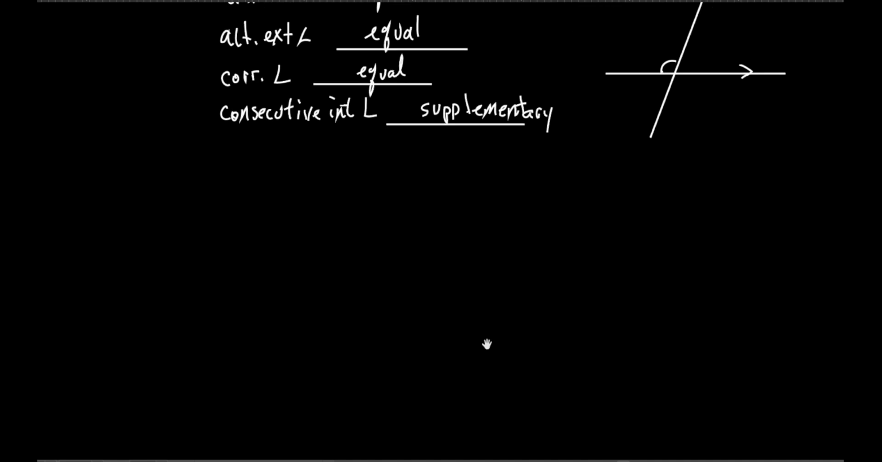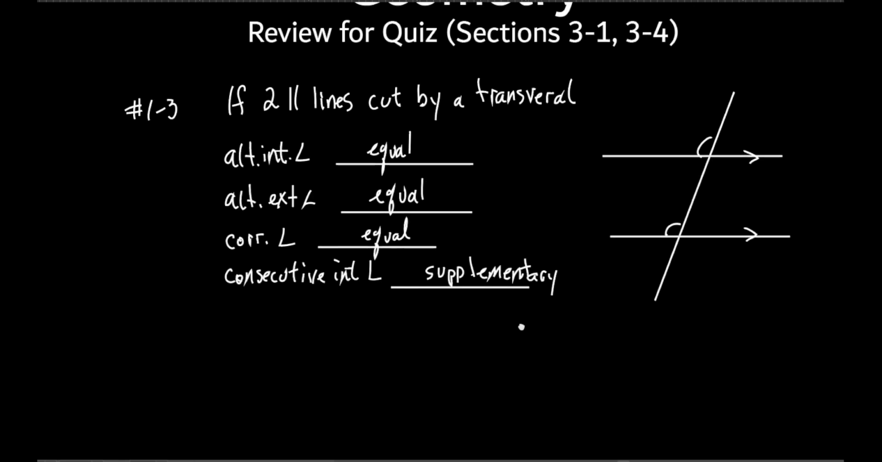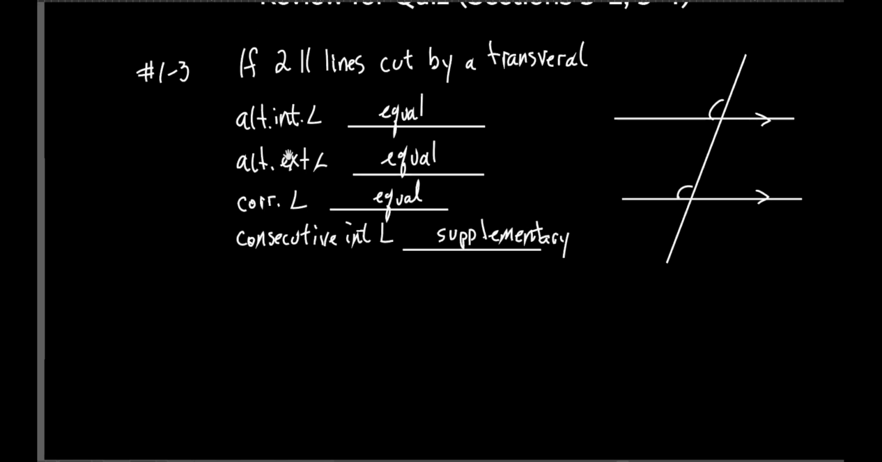So do we have to do that for each one? Like for number 1, you put all of those? Yeah, this is 1 through 3. I said 3 of the 4 will be on here. I just gave you all of them, but I'm only going to ask for 3 of them on the quiz. Denise? Alternate interior would be these 2 right here, and they're equal to each other.